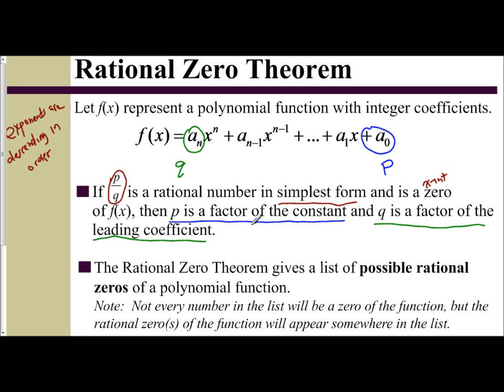So the rational zero theorem means put your function, your polynomial, in standard form. P are factors of the constant, and Q are factors of the leading coefficient. And we set up fractions with those factors, simplify them, and those represent the possible rational zeros. To see this applied, just move on to the next video.